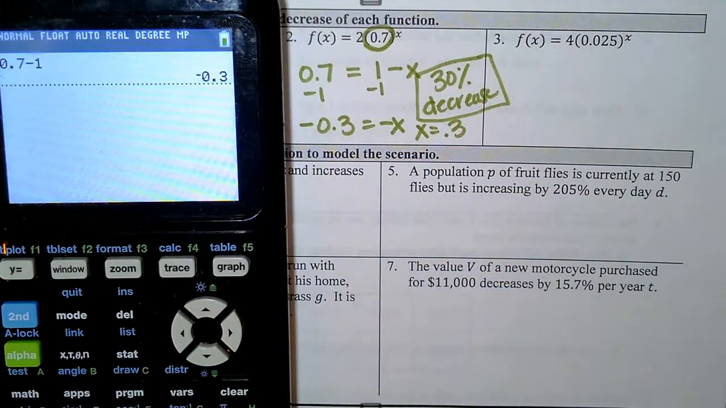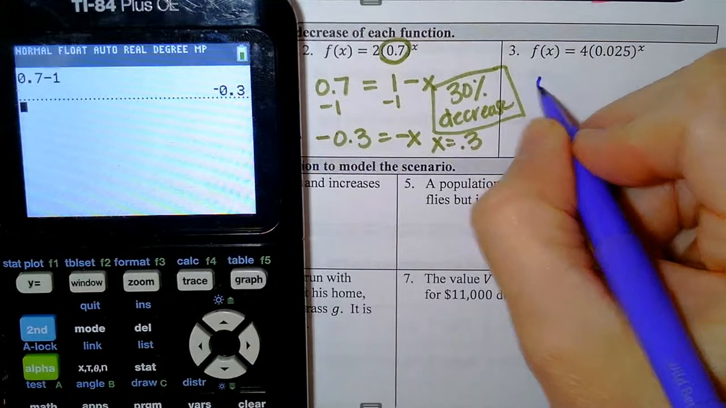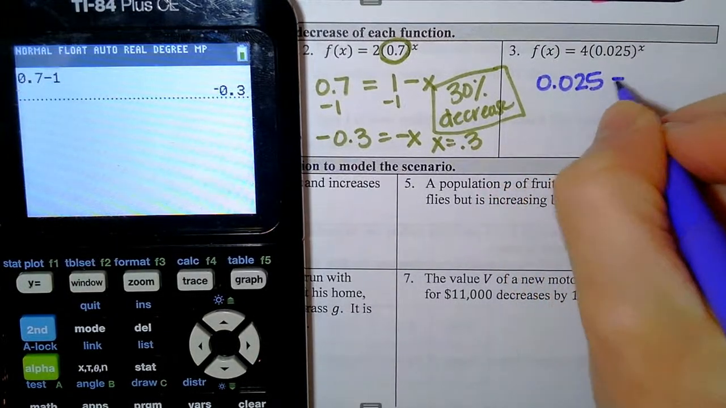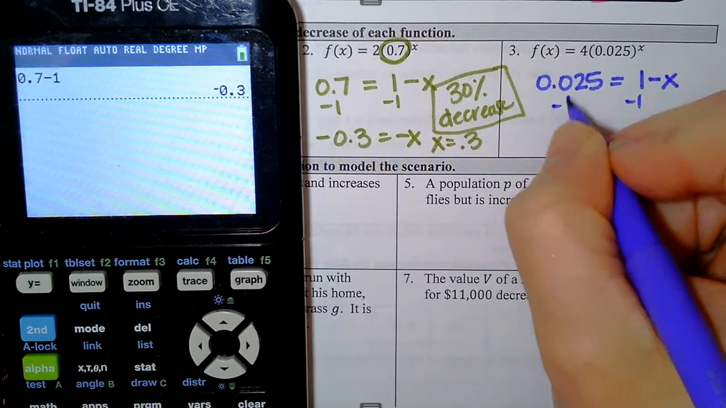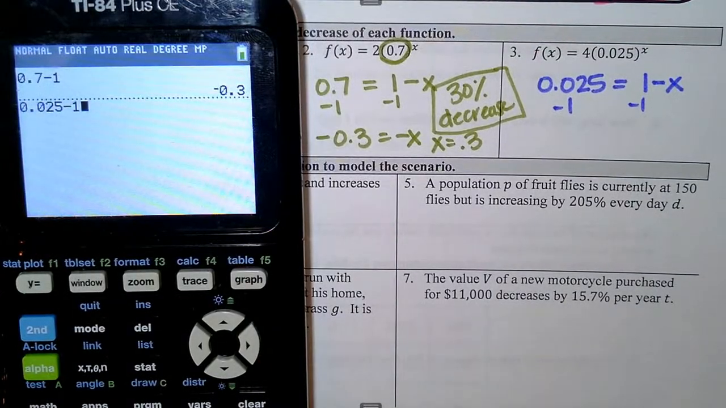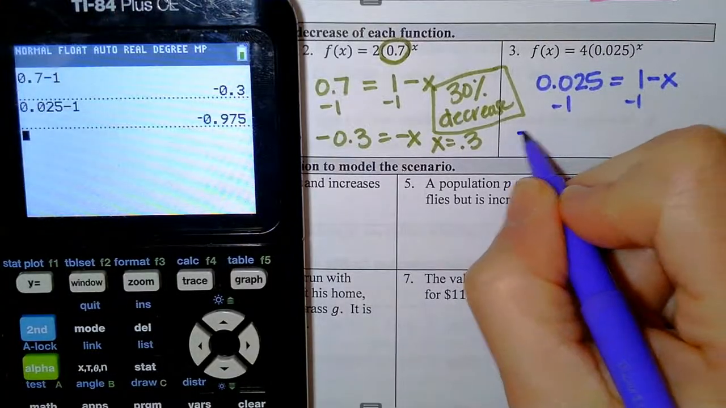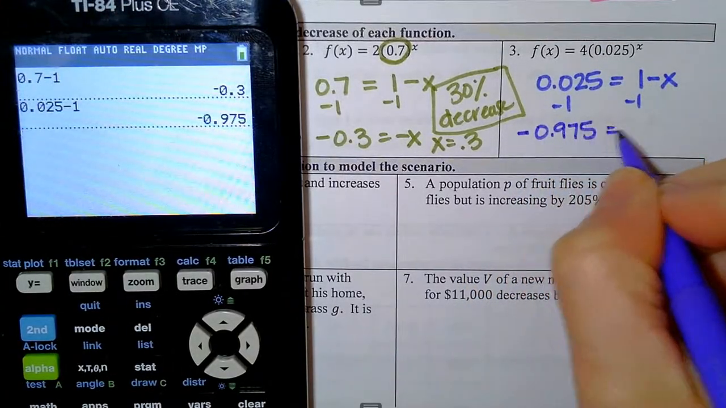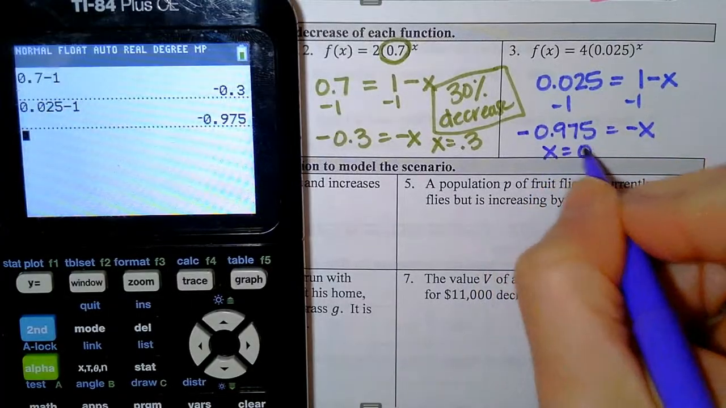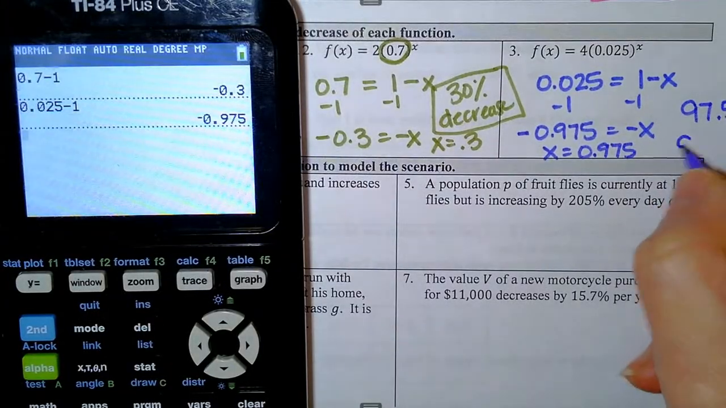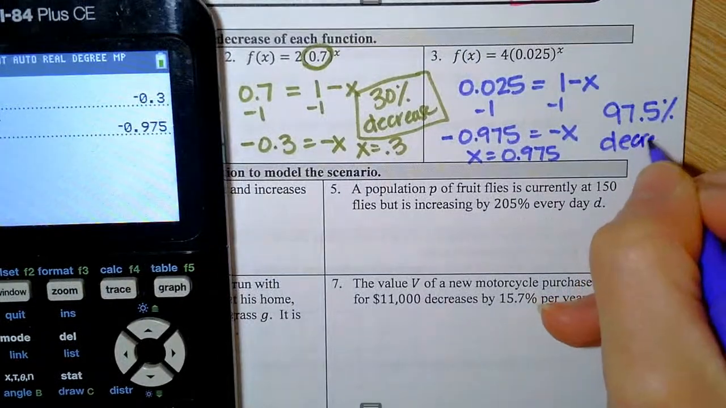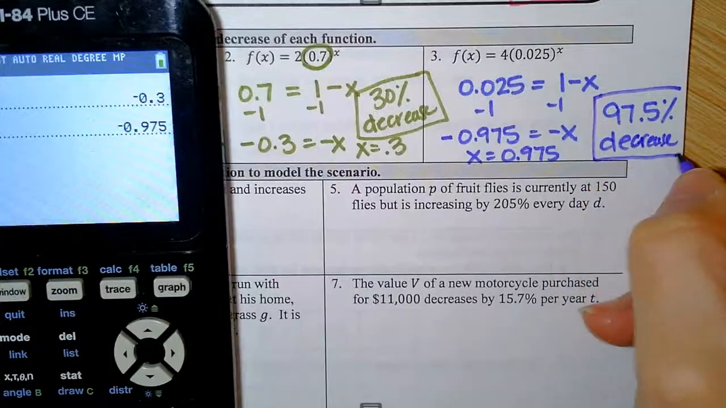The next one is a little bit trickier, where you'd almost need to have a calculator. So if I set this up, I'd have 0.025 equals 1, this is a decrease, minus X. So if I minus 1, 0.025 minus 1 is negative 0.975 equals negative X. So X equals 0.975, which is a 97.5% decrease. How are we feeling? Good?